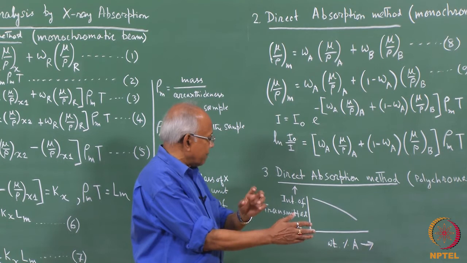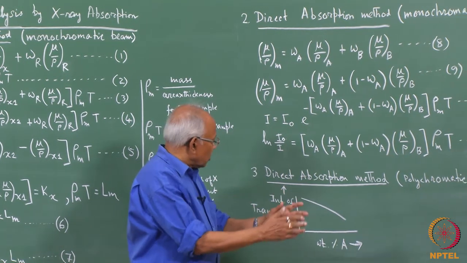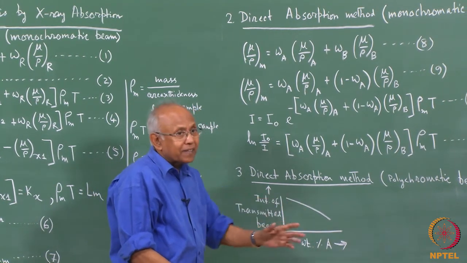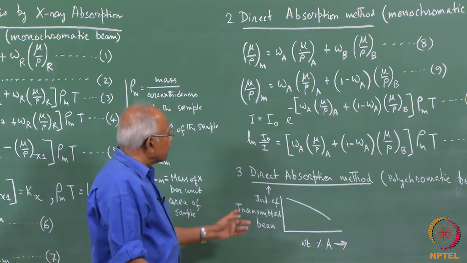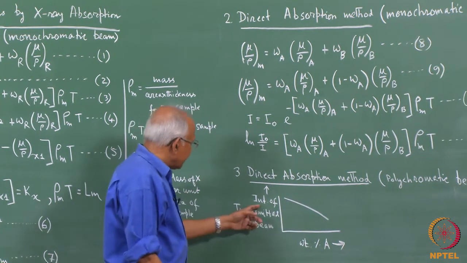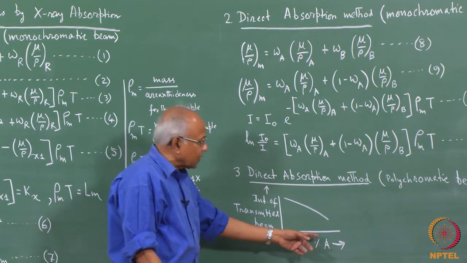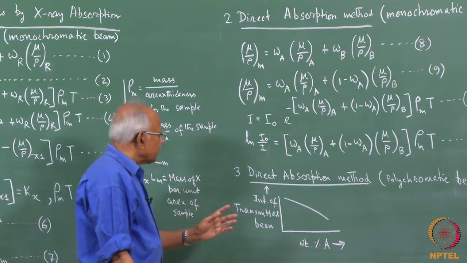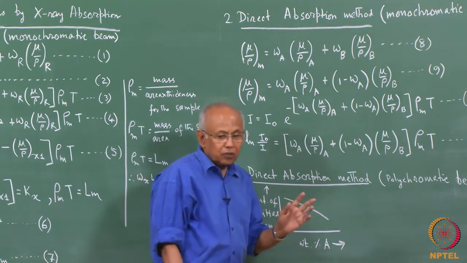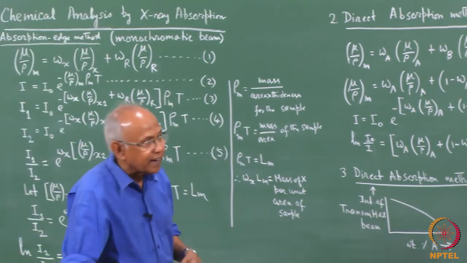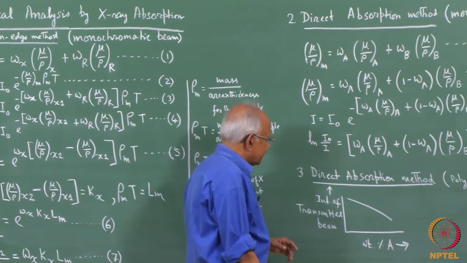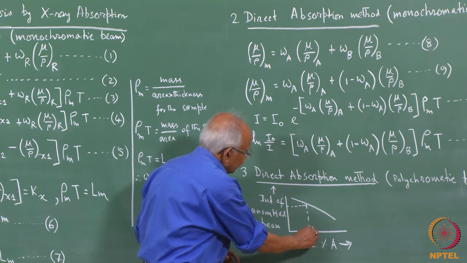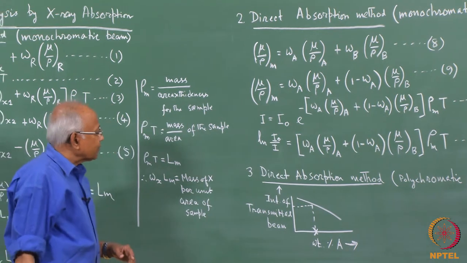So, if we do this experiment for a large number of samples where only the weight fraction of A differs, and everything else remains the same, then you can easily draw a calibration curve of intensity of transmitted beam versus weight percent A from the several samples. Now, if we have an unknown sample where weight percent of A is not known, then it is simply a question of finding out the transmitted intensity, and then from this calibration curve we can easily find out the weight fraction of A in the unknown sample.